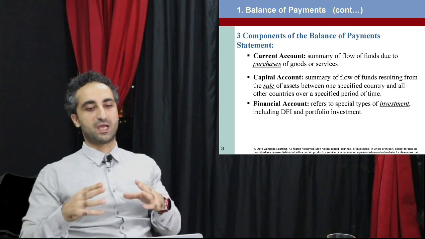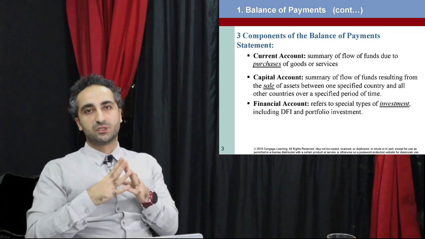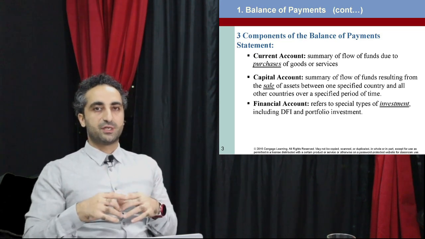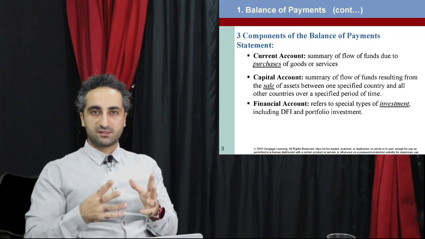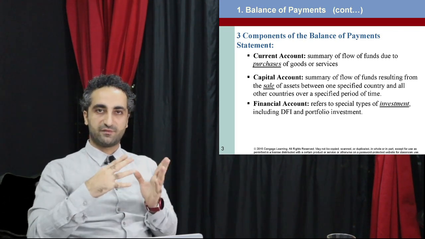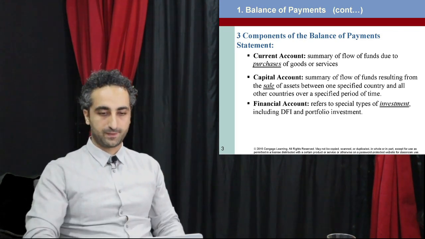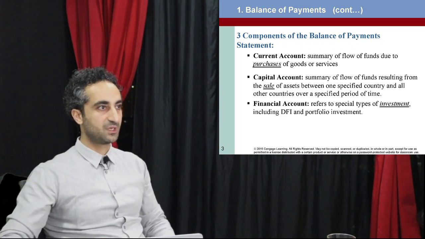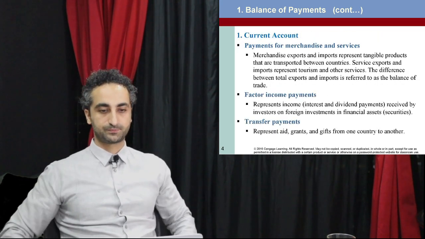Import, export. Okay, I put it in current account. What about buying machinery? Second. Lastly, I want to operate in China. Okay, so DFI in China. Let's move to the next slide.